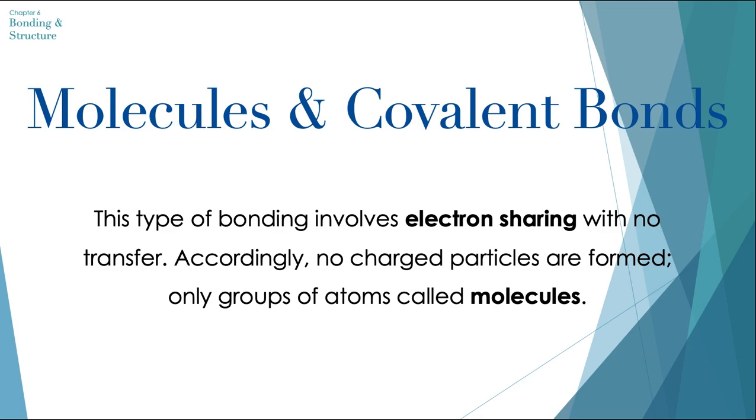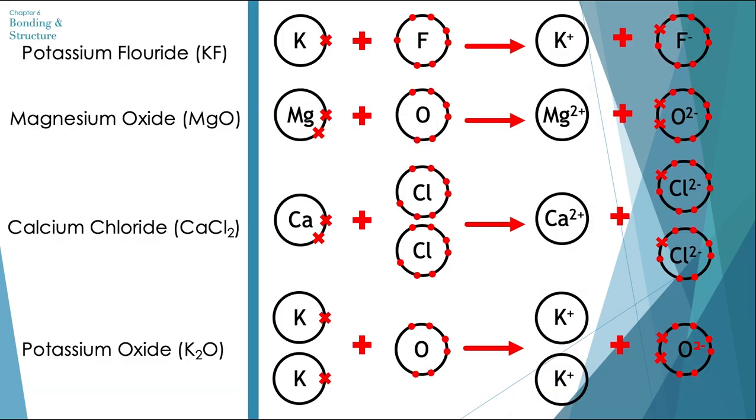So how is it an alternative to ionic bonding? In ionic bonding we are transferring electrons, which requires too much energy. But in covalent bonding, we share electrons. So this type of bonding involves electron sharing with no transfer. Accordingly, no charged particles are formed, only groups of atoms called molecules. Now remember, only covalent bonds form molecules, okay? Ionic bonding does not form molecules. Ionic bonds form ionic compounds.